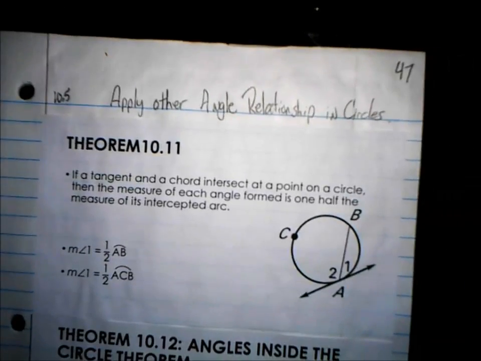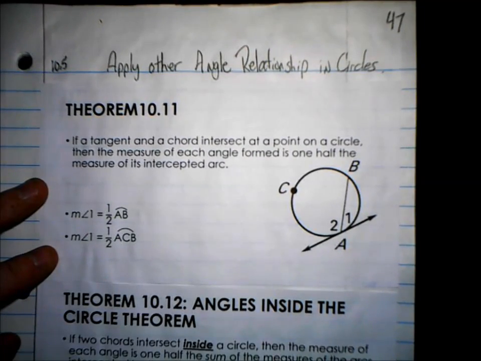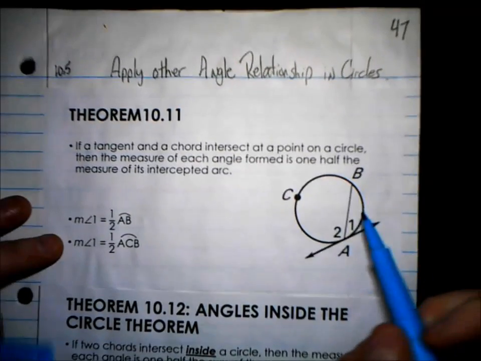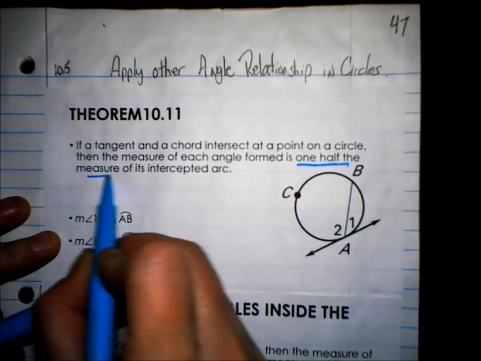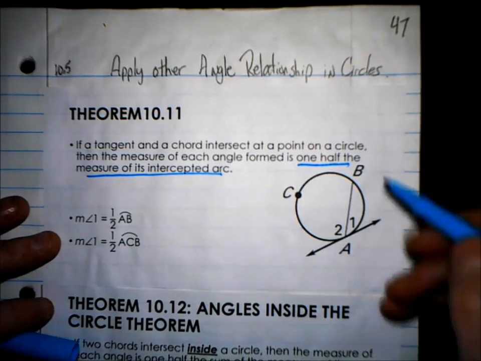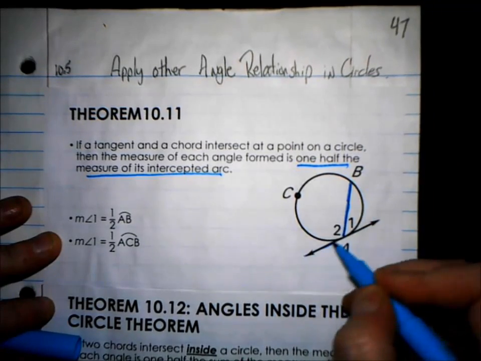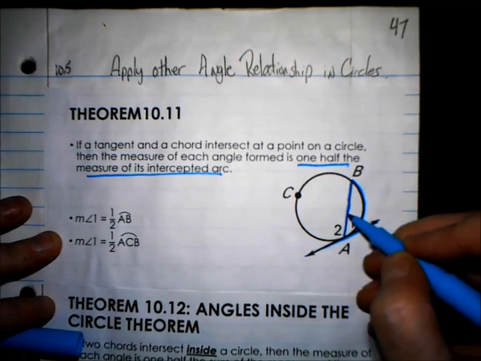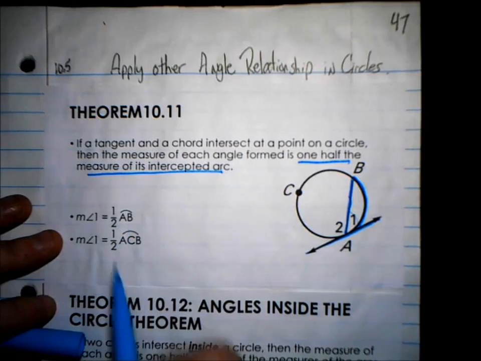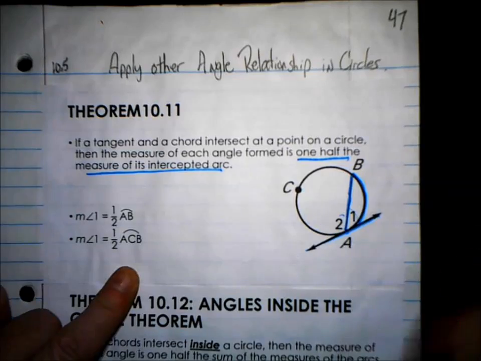Okay, on page 47 we have theorem 10.11. It says that if a tangent and a chord intersect at a point on a circle, then the measure of the angle formed is half the measure of the intercepted arc. So here you can see a chord with a tangent, and this arc here will be half to get that angle. That's why they have half of AB. Angle 2 would be half the measure of this arc.